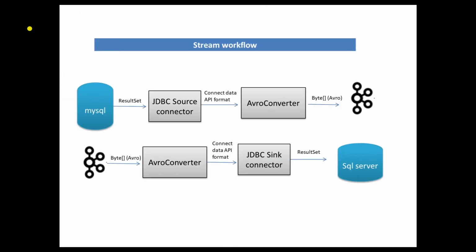Here is the Kafka Connect workflow. MySQL result set is queried via JDBC connector, and it is converted into Avro bytes and streamed to the Kafka topic. From the topic, it is converted into a result set, and via the JDBC sink connector, it is loaded into SQL Server.